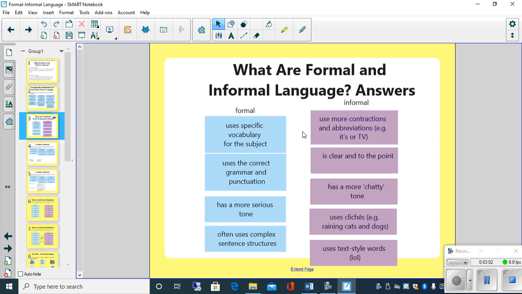And informal characteristics would be using more contractions and abbreviations, such as hasn't, a contracted word, it's, or maybe TV instead of television. Informal writing is clear and to the point, and it also has a more chatty tone, like you would be speaking to your friends. Sometimes it uses cliches, such as it's raining cats and dogs. And sometimes, if you email someone or text someone, you may use text-style words such as LOL. So well done if you were able to identify that.